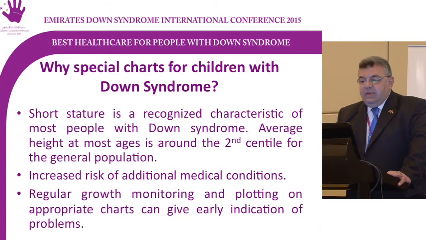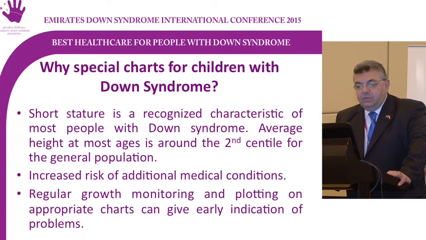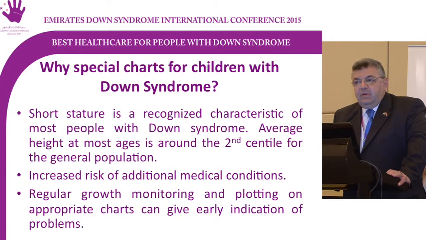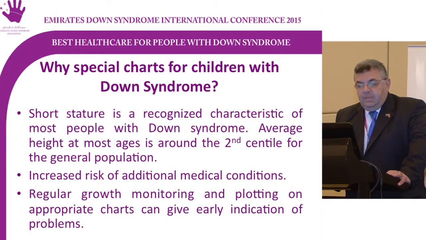So why has a special chart for children with Down syndrome been developed? This started early in the 1980s, and it was developed through the years until we reached the final Royal College of Paediatrics and Child Health chart in 2012. Short stature is a well-recognized characteristic among people with Down syndrome, with the average height at most ages around the second centile of the general population.